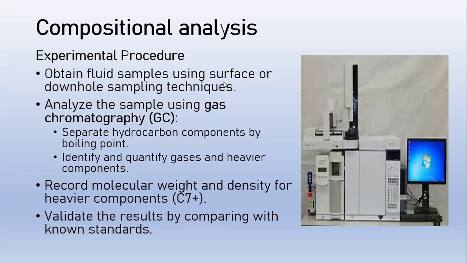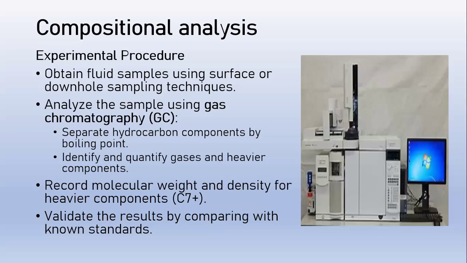So this compositional analysis is being done using the gas chromatography equipment. It is being used to determine the composition of the reservoir fluids, including hydrocarbons and impurities. First, you obtain fluid samples using surface or downhole sampling techniques. The sampling method, there are usually two types.